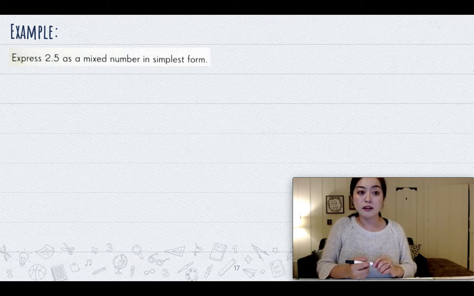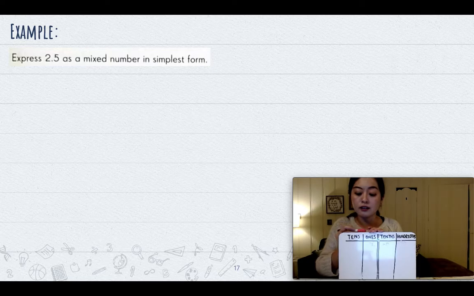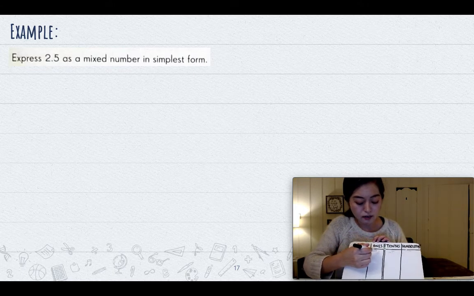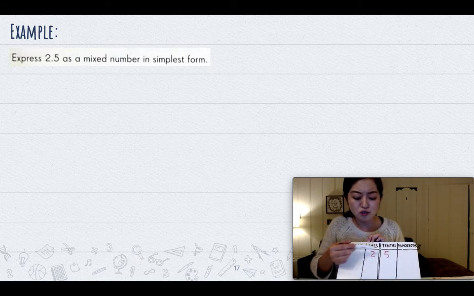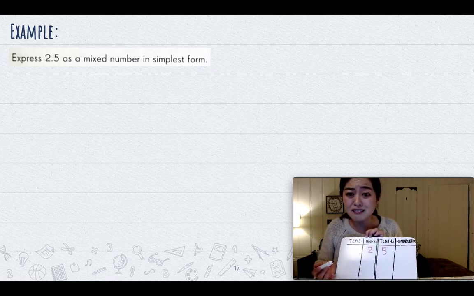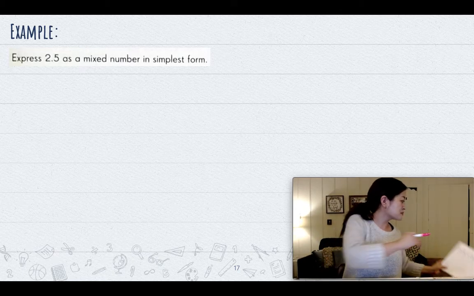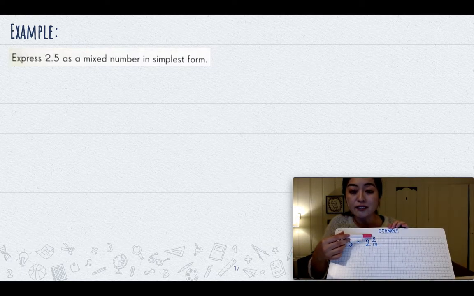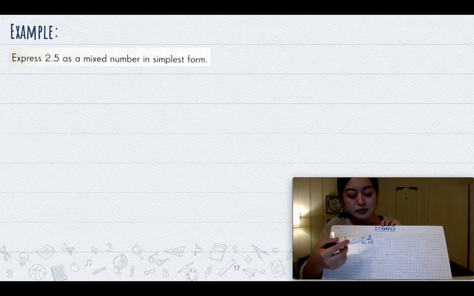Okay, so again, I'm going to write it in my place value chart. Okay, this way when I write it in, it can remind me how to read it out loud or say it out loud. Okay, so 2.5. How do I say this out loud? 2.5, or you can say 2 and 5 tenths. Oh, now that I said it out loud, I know how to write it as a mixed number. So 2.5 equals 2 and 5 tenths. Okay. And did I simplify this?